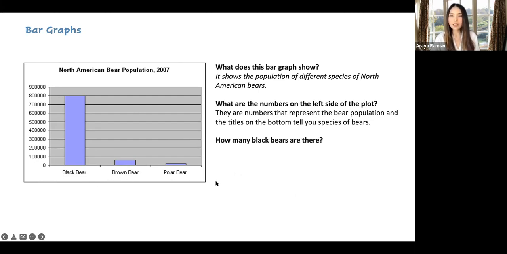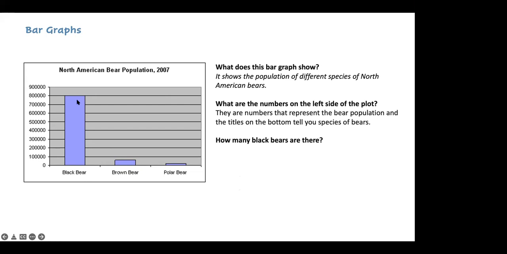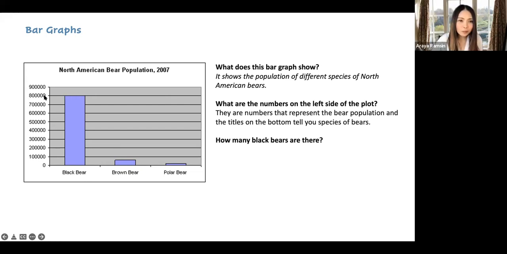Last question, how many black bears are there? It's 800,000. 800,000. Good. How many zeros do we have? 1, 2. Okay, so kind of small. Yes, answer is 800,000 black bears.